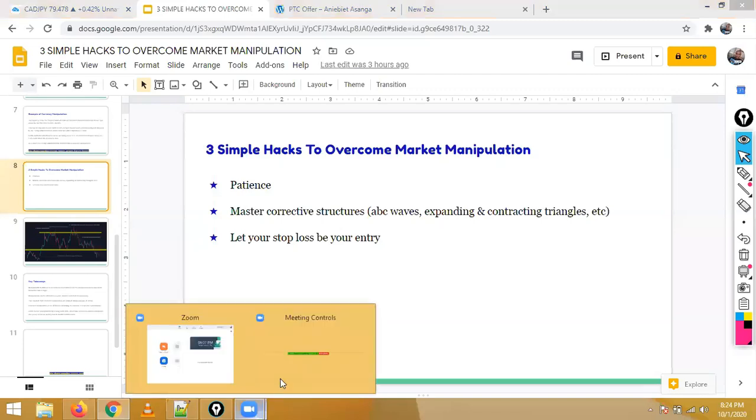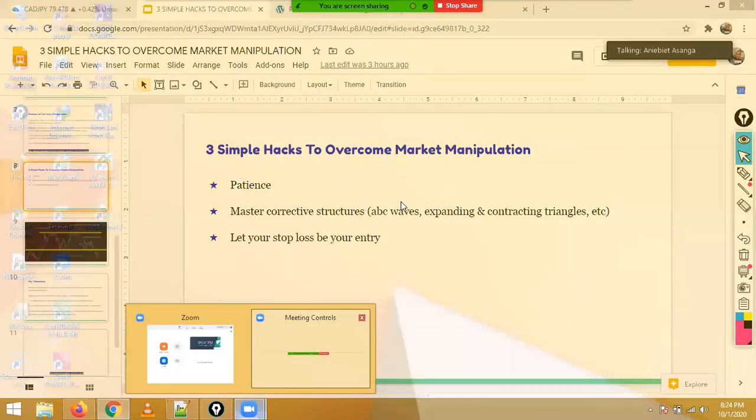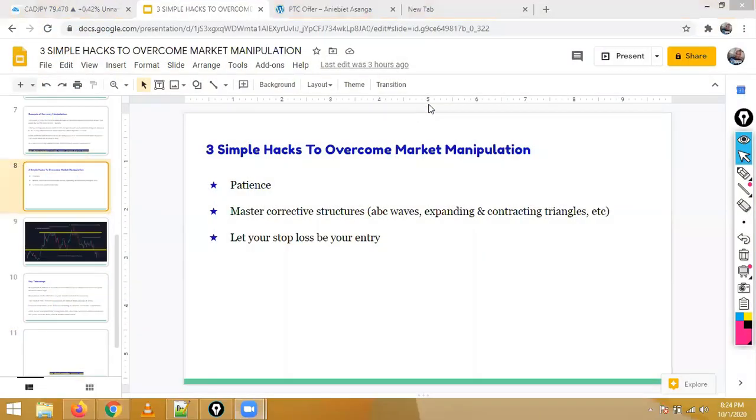You need to be a bit patient and look at further price action. Then if possible, you look for chart pattern formations at these zones. That will really guide you and give you a clue what is going to happen next in the market before you jump in. So patience is really needed if you want to overcome this market manipulation.